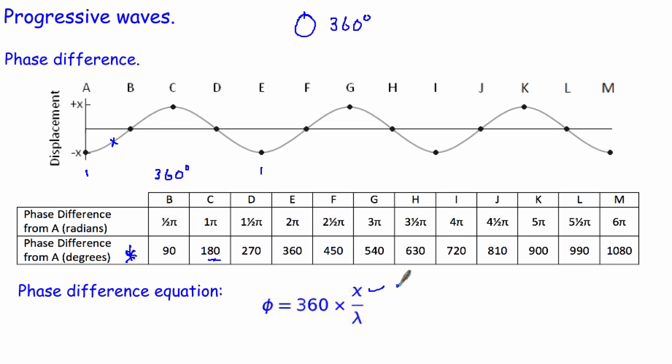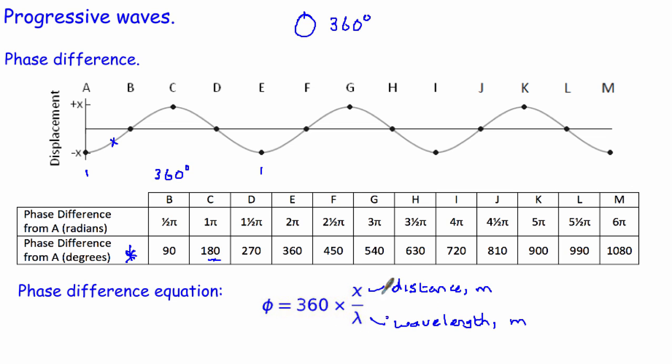This x here is essentially the distance in meters from one particle that we're interested in to the next particle. And lambda, in exactly the same way as we saw before, this thing here, is the wavelength, and again that's in meters. And what this really gives us is the ratio between the distance and the wavelength.